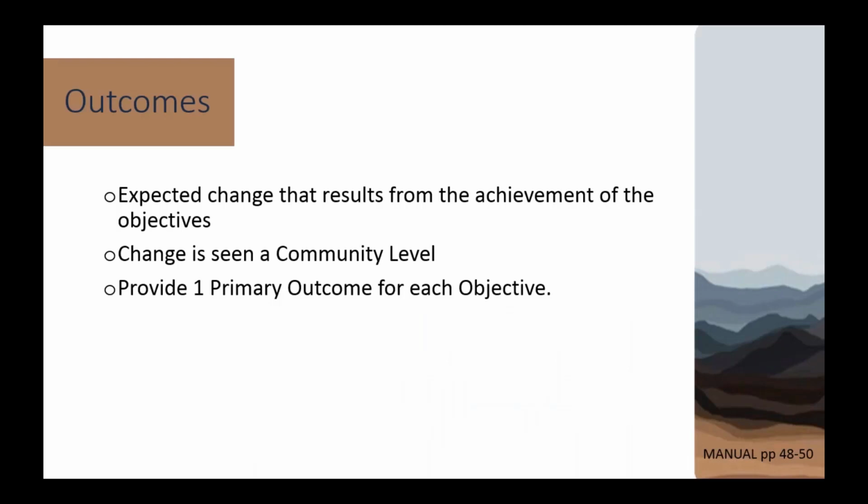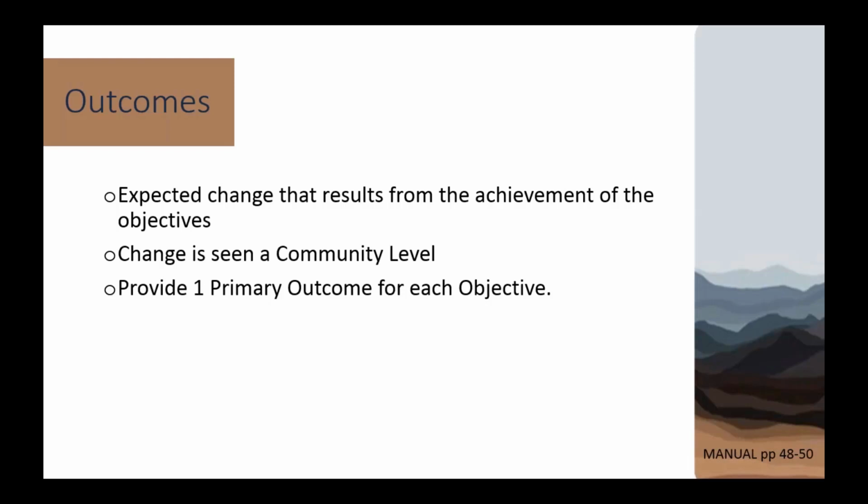Okay, outcomes. Outcomes are defined as the expected change that results from the achievement of the objectives. And this change can be seen on a community level. A lot of people confuse outputs and outcomes. So if you think of outputs as being on a project level and outcomes as being seen on a community level, that might help you. And ANA requires that you provide one primary outcome for each of your objectives.